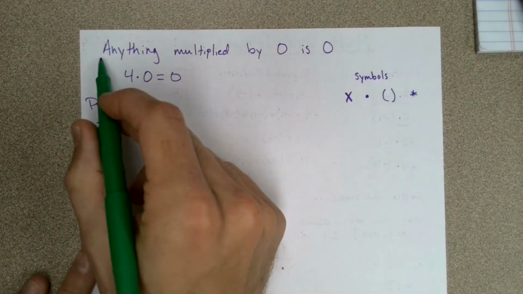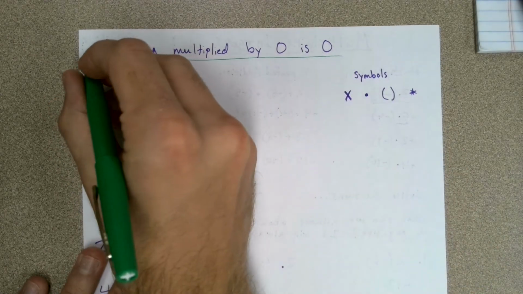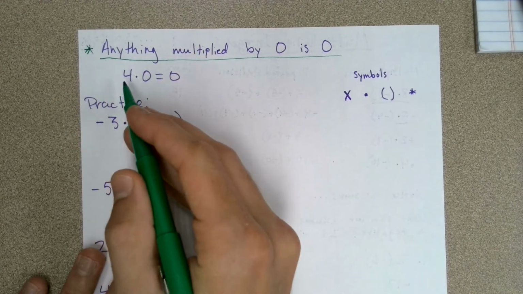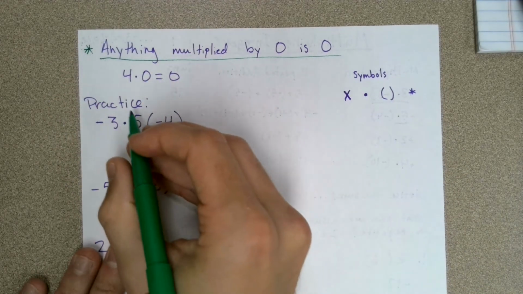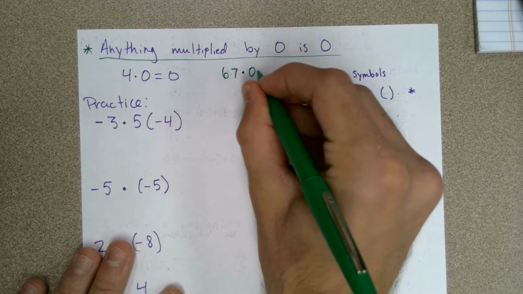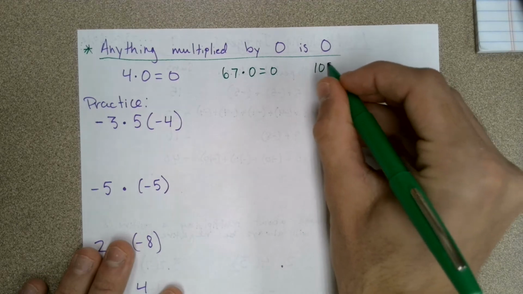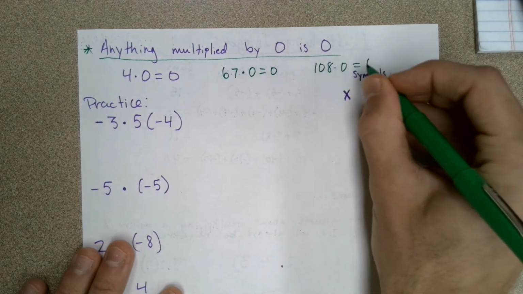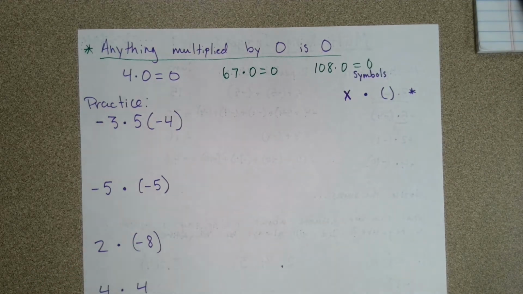One last little rule here for you to put in your notebooks. I know a lot of you know this, but anything multiplied by 0 is always 0. So 4 times 0 is going to be 0. 67 times 0 is 0. 108 times 0 equals 0. It's always going to be 0.